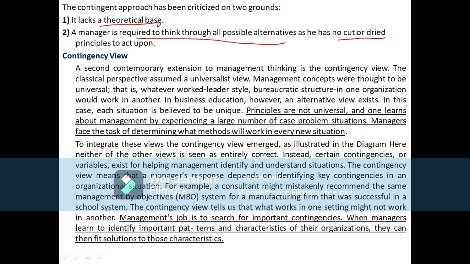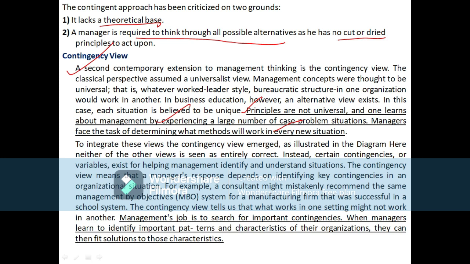Okay, so if you see the view of contingency, what we can say is that principles are not universal here. Under this contingency theory, principles, methods, and models are not considered here. Only the situations are considered, and one learns about management by experience only. A large number of case problem situations. Managers face the task of determining what methods will work in every new situation. He will learn.